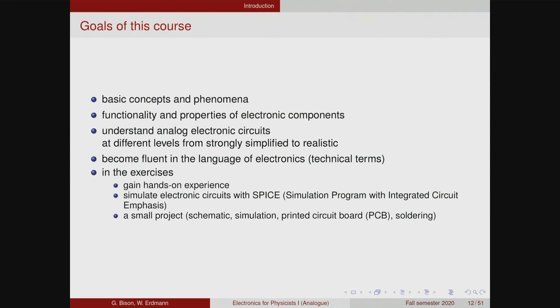Okay, in the exercises, as I said, we will give you some hands-on experience so you can build circuits yourself. We will also have, as I said, a part based on simulation. And for that, we use the program called SPICE, which is simulation program with integrated circuits emphasis, but we will not use it for integrated circuits, but for discrete circuits. And as I said, we will do a small project.